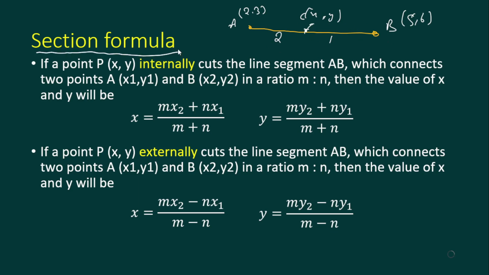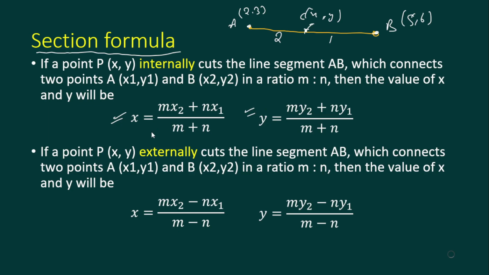We will use the section formula. That is, if a point P(x, y), or say for this case C(x, y), internally cuts the line segment AB which connects two points (x1, y1) and (x2, y2) in the ratio m:n, then the values of x and y will be this.